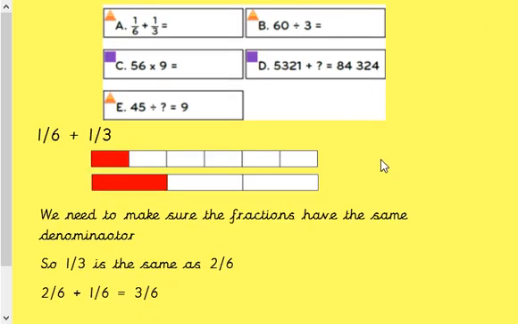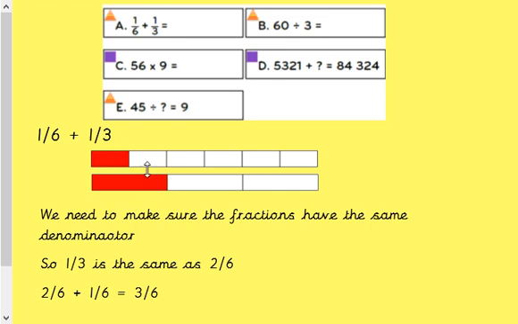Okay, next question is one of those adding fraction questions, but it's a bit like yesterday in that it's got different denominators. Now I'm going to do the same as what I did yesterday. So I've drawn fraction bars here. I've drawn thirds and I've drawn sixths. The question is saying 1/6 plus 1/3.